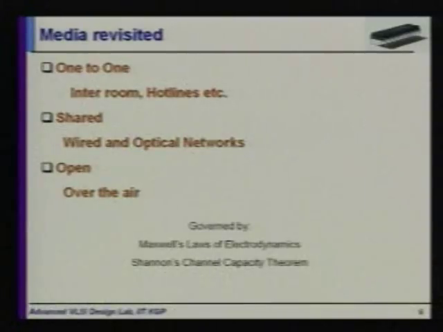Now these media and the electromagnetic waves going through them are governed by Maxwell's laws of electrodynamics. I'm sure all of you have heard of it, and Shannon's channel capacity theorem. This you would be coming to in a later course. Shannon's channel capacity theorem essentially defines the maximum amount of data that can be transmitted over a channel, or the bit rate over a channel, considering what energy you are pushing in and what the noise in that channel is. It is a very fundamental theorem in all communication; any communication system designed to date has to conform to this channel capacity theorem.